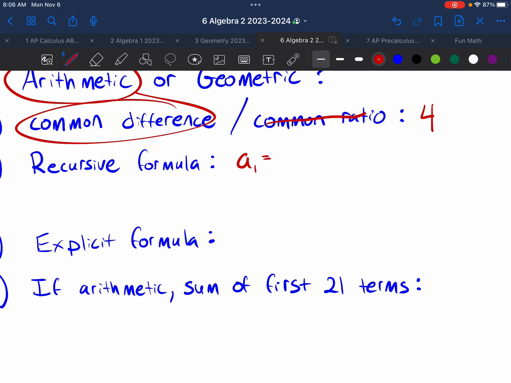On her first test, she scored a 67. And then on all future tests, she took the previous test, a sub n minus 1 means the previous test, and then we just add 4 to it.